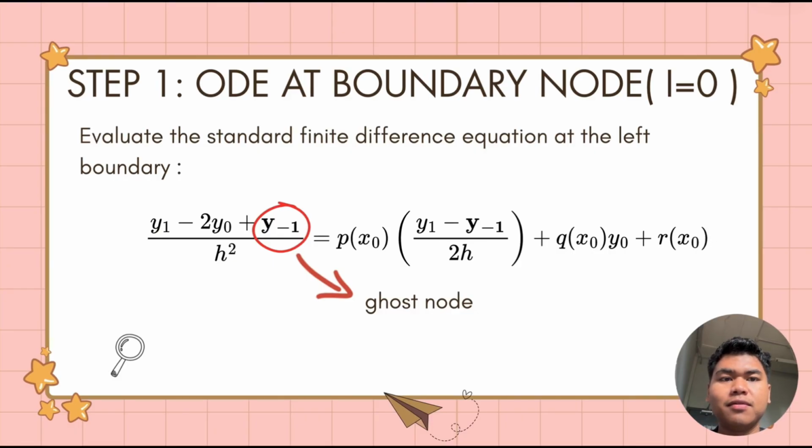In our second derivative term on the left, a serious structural problem emerges, which you can see circled in red on the slide. The term y negative 1 appears. Because our physical grid and our interval domain strictly begin at x equals 0, this point y negative 1 represents a value that exists entirely outside our defined boundary. In numerical analysis, we call this an imaginary or ghost node. It is completely unquantifiable on its own, which means our system is currently blocked. We cannot solve our matrix until we find a legitimate mathematical way to define or eliminate this ghost node.